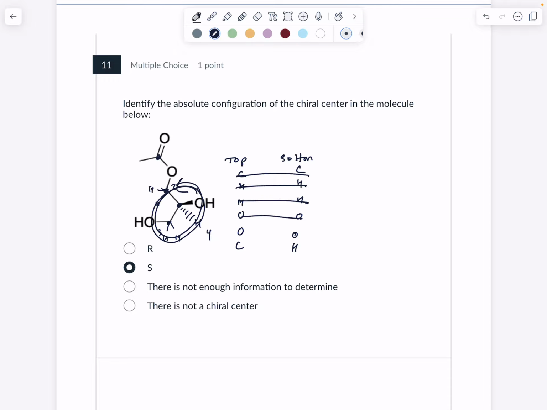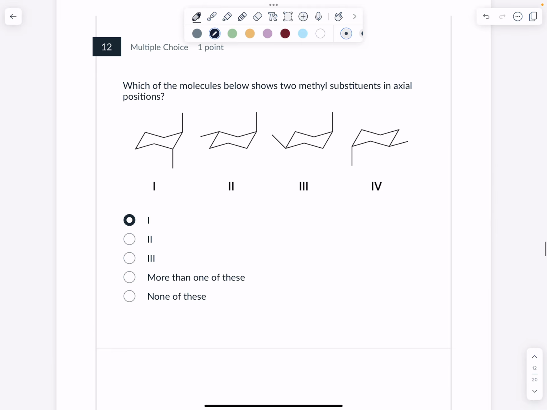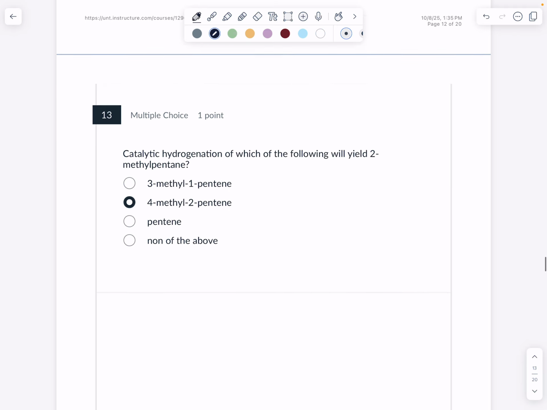So this is S configuration. All right. Next question, which of the molecules below shows 2 methyl substituents in axial position? So we're just looking for axial. These 2 look axial to me, so I think that's right, but I'm just going to double check. Axial and equatorial, axial and equatorial, axial and equatorial. So answer choice A is correct.